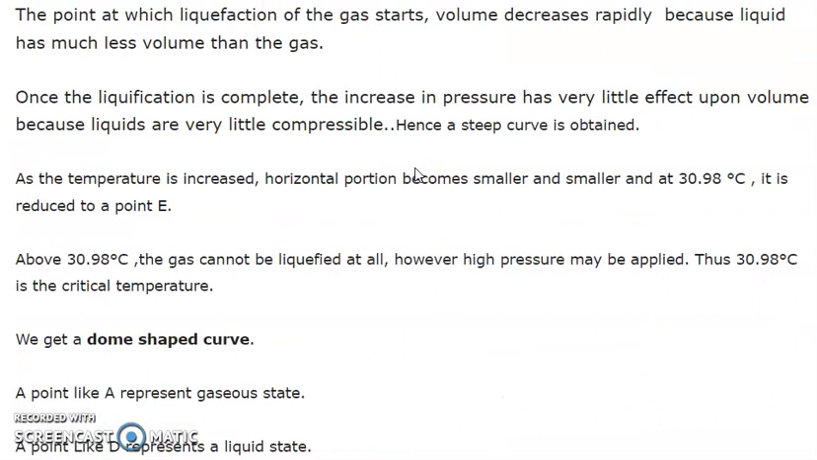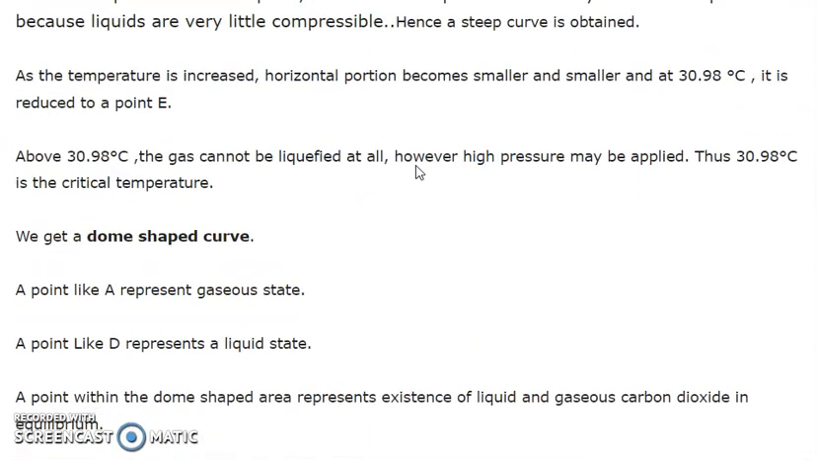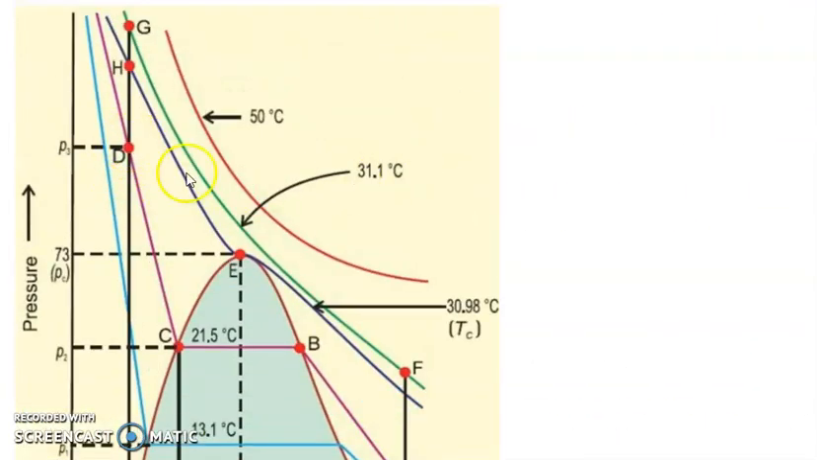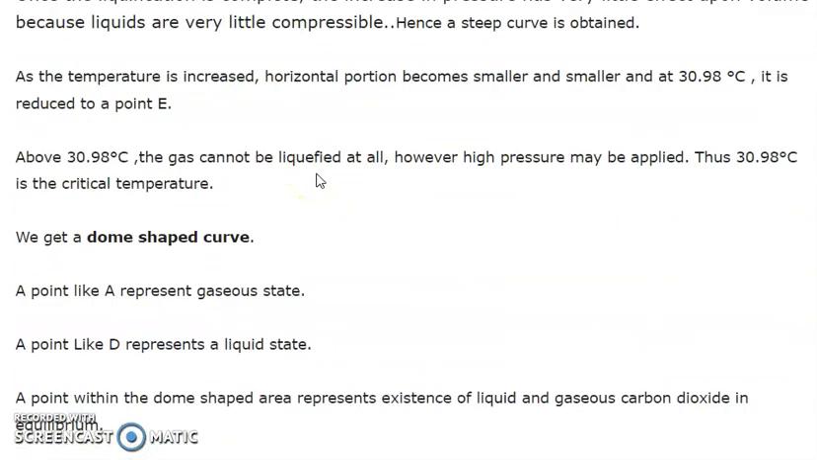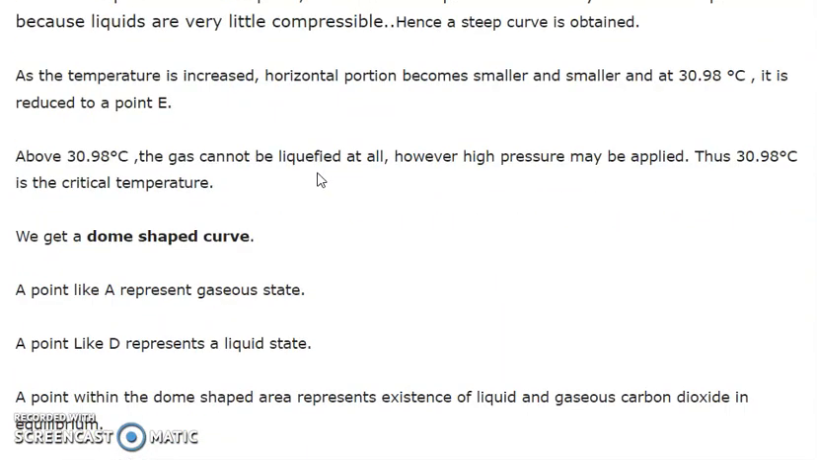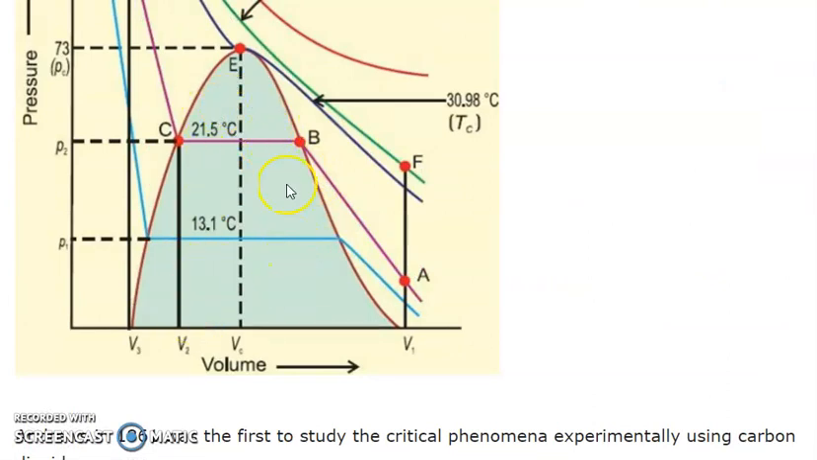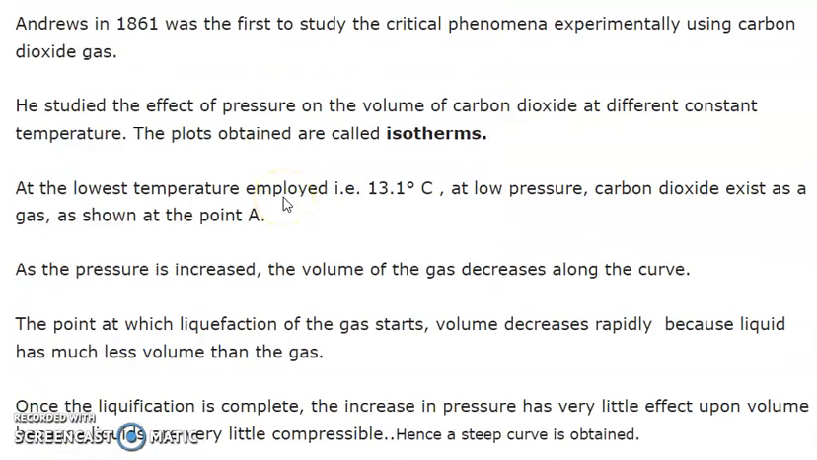A point like A represents gaseous state. A point like D represents liquid state. Look at here, D. A point within the dome-shaped area represents existence of liquid and gaseous carbon dioxide in equilibrium. This dome-like structure here, liquid and gas are in equilibrium.